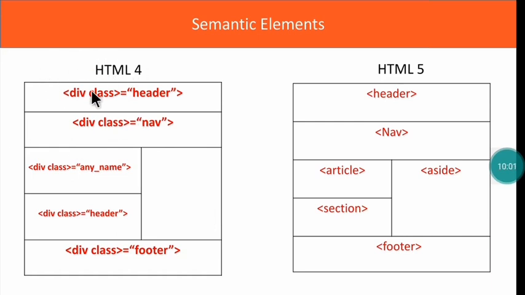Semantic elements in HTML4 and HTML5. Look at here, this first table and the second table. In the first table, HTML4, while creating the header, we use the div class. We can create a class and then use it as a header. Here the div class we can use for the navigation. So everywhere we are using the div class, and then any name for the section, for the article, and for the footer also we use a div class footer.